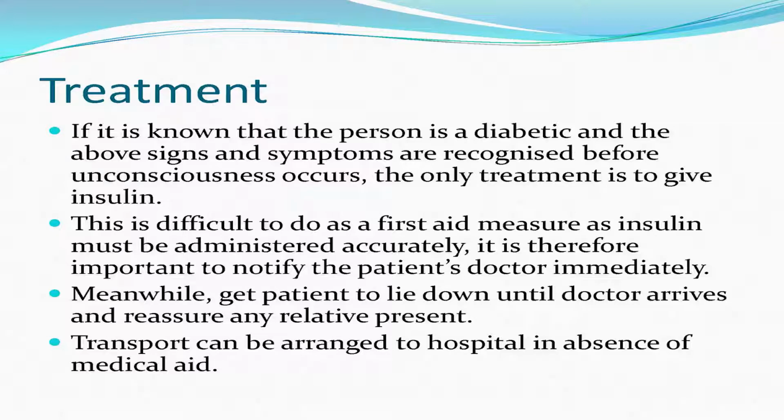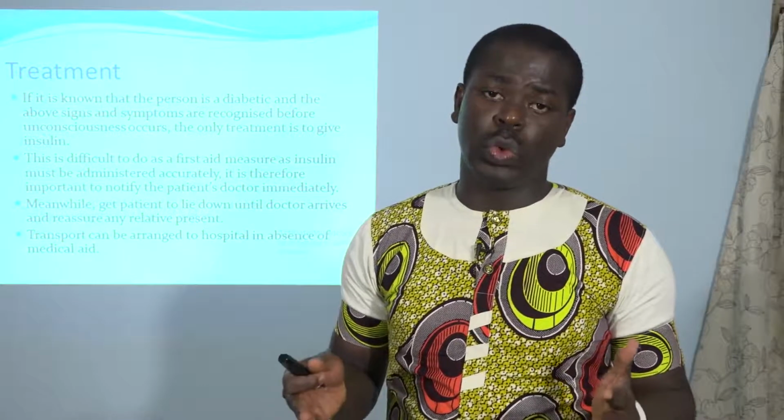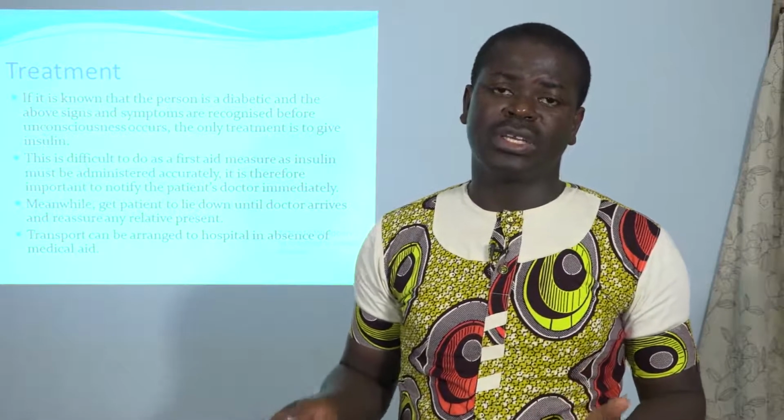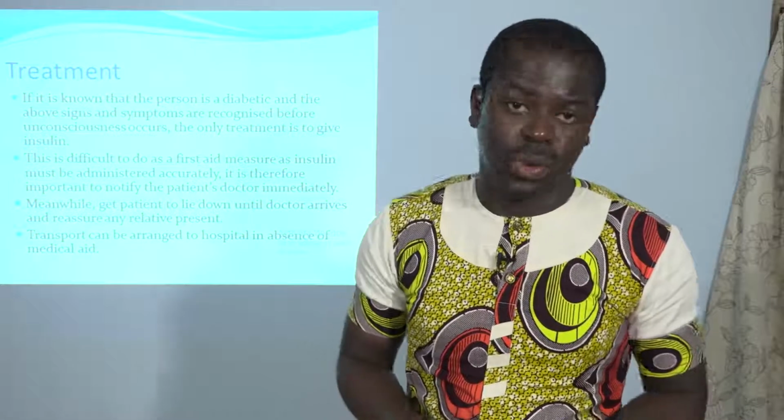If it is known that the person is diabetic and the above signs and symptoms are recognized before unconsciousness occurs, the only treatment is to give insulin. The treatment for diabetes coma is administration of insulin. This is difficult to do as a first measure, as insulin must be administered correctly. So if you do not know the accurate dose of insulin to give to the person, you will not be able to give the insulin at all.